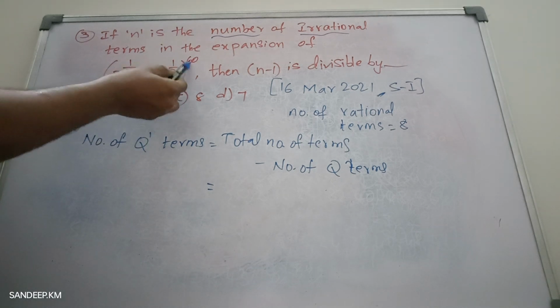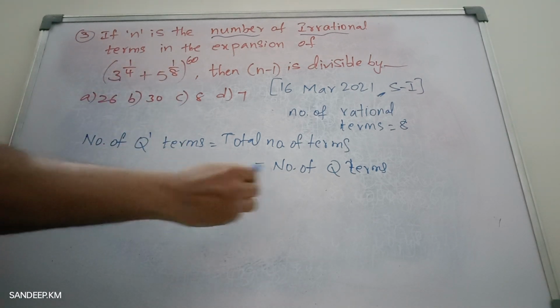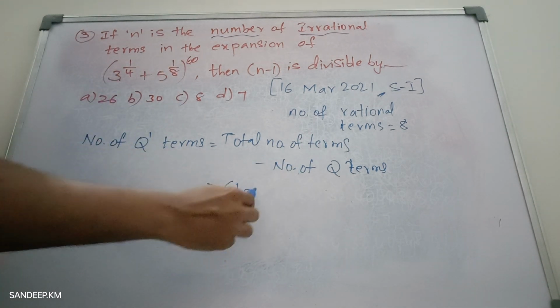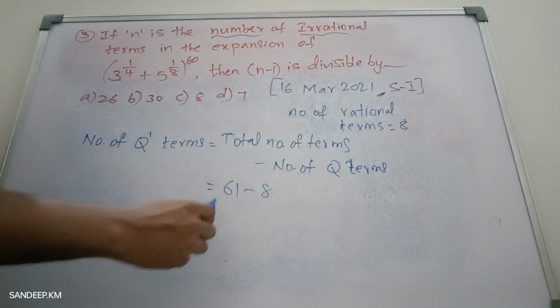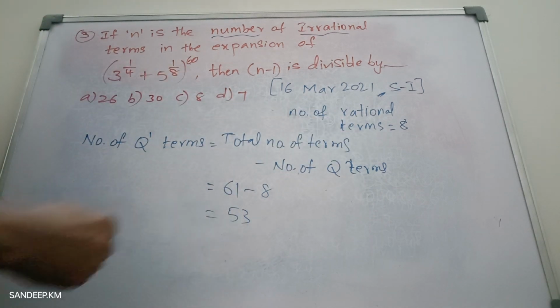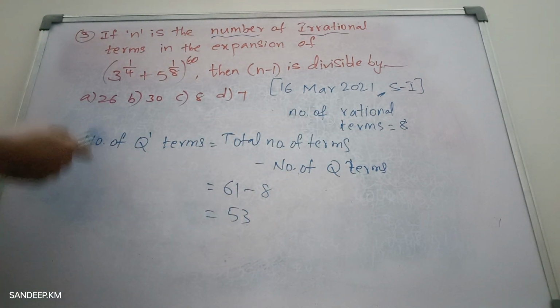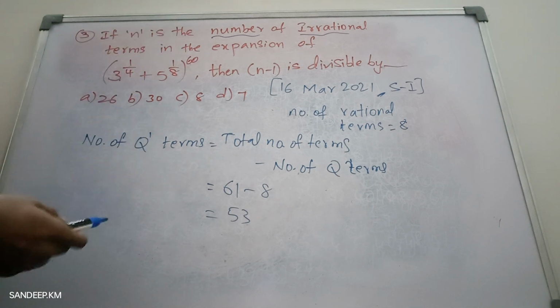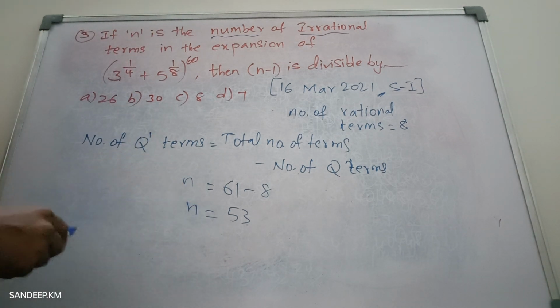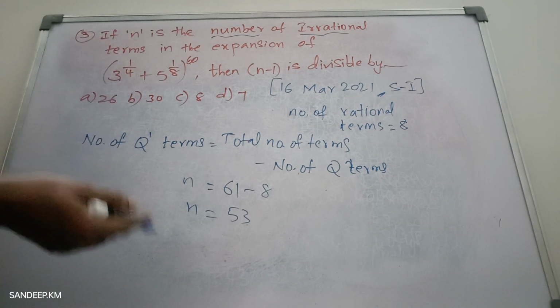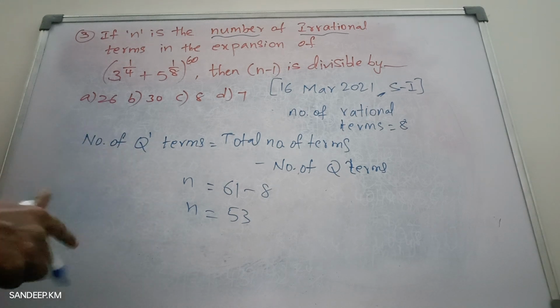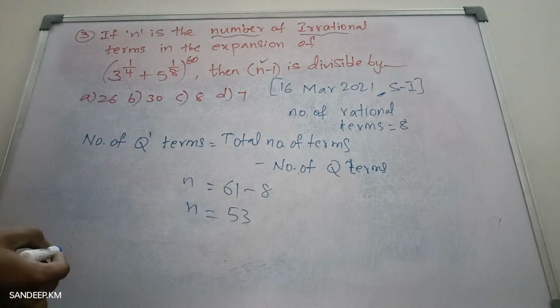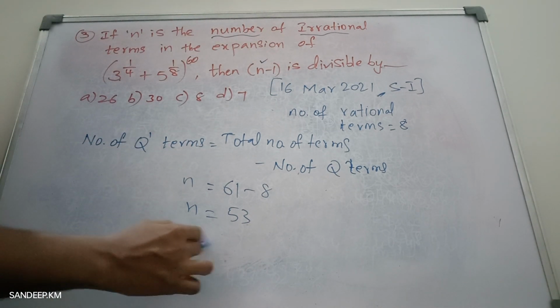Since the index is 60, the total number of terms is 61 minus the number of rational terms, 8. If you subtract, we will get 53. They told that n is the number of irrational terms, right? So the n value is 53. But they did not ask n is divisible by what. That is not what they asked. They told n minus 1 is divisible by what. n minus 1 means 52.